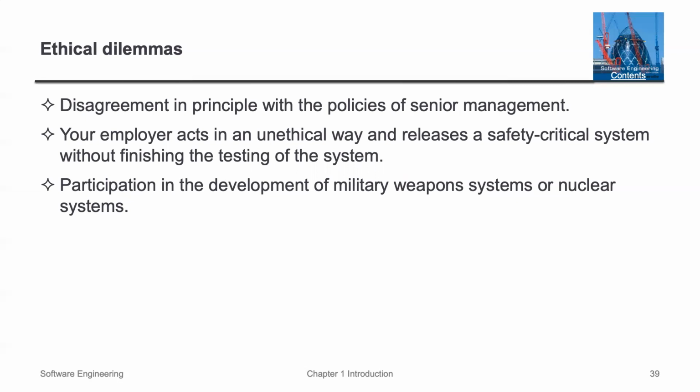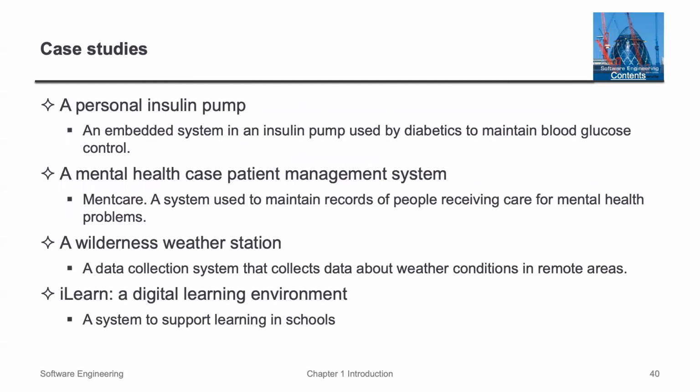they trusted that company that they're going to provide something that is functional. And what about participation in the development of military weapons, military systems or nuclear systems? Those are some things that might come up. So we have 4 different types of case studies that we introduce in this chapter, and we'll come back to them as we move forward.